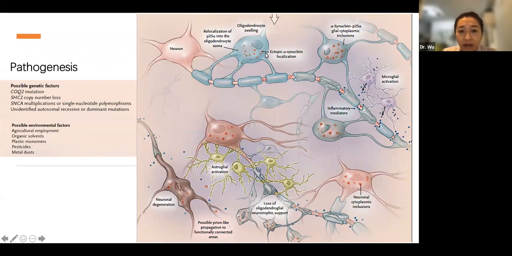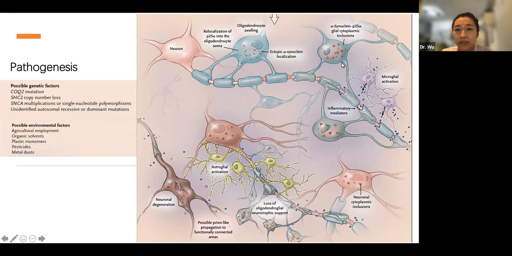And then the oligodendrocyte becomes swollen. And then comes the abnormal uptake of alpha-synuclein by the oligodendroglia, and also the overexpression of alpha-synuclein. The aggregates of p25 alpha precede the aggregation of alpha-synuclein, and there is also an interaction between the two proteins. And these will promote the aggregation of alpha-synuclein and then form an inclusion named the alpha-synuclein p25 alpha glial cytoplasmic inclusions, which is here.